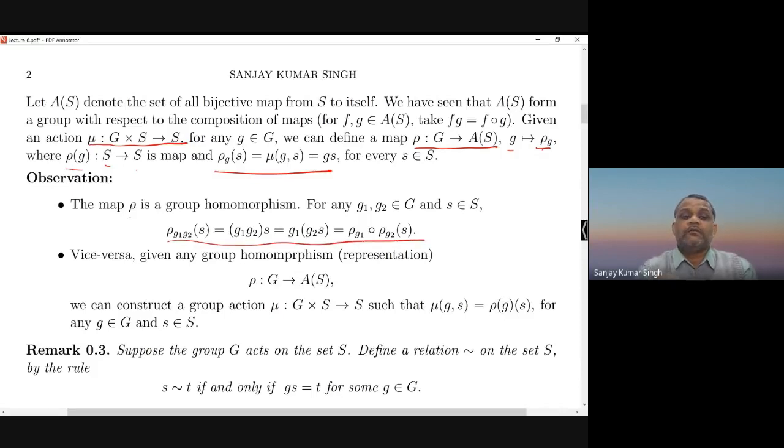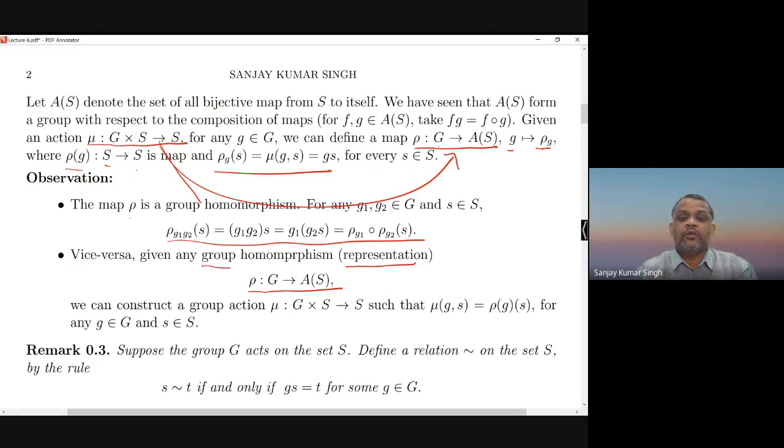So it means whenever you have a group action, I can always give you a group homomorphism of G inside the group AS. And similarly, vice versa, if you have any such map, such types of maps are called representations also. In some books they write it like this.